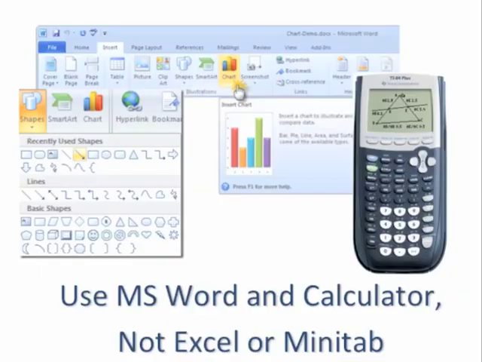For this project, I want you to use Microsoft Word and your calculator, and that's it. Do not use Excel, and the reason I say don't use Excel is because students have had real problems with Excel in the past.